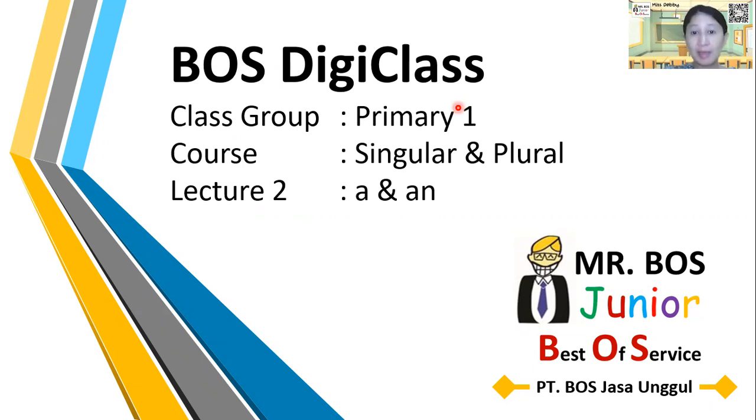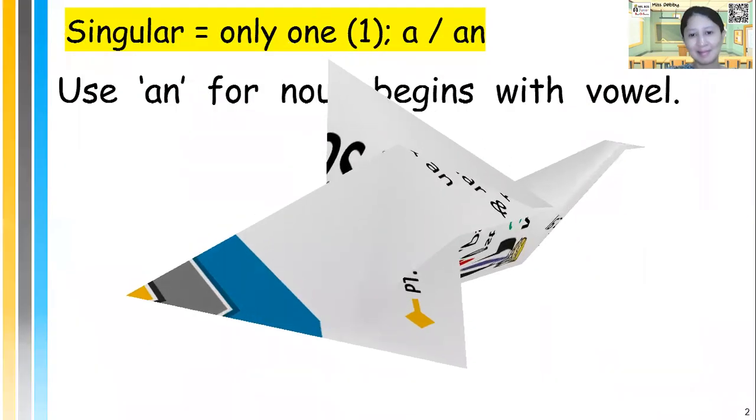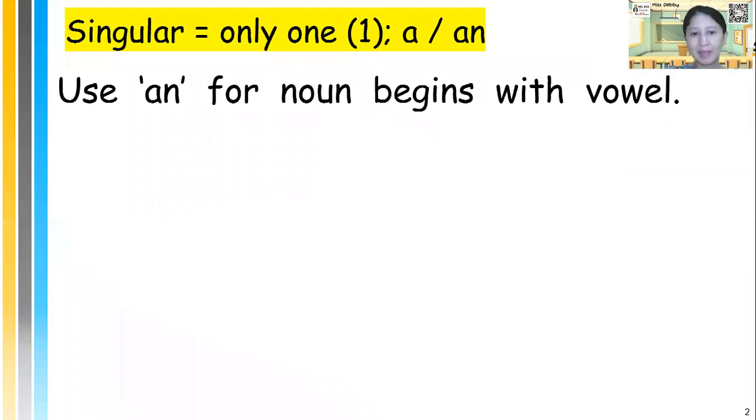Today, we will learn about singular and plural, and a and an. Let's start. Let's read. Singular, only one. Singular means only one.